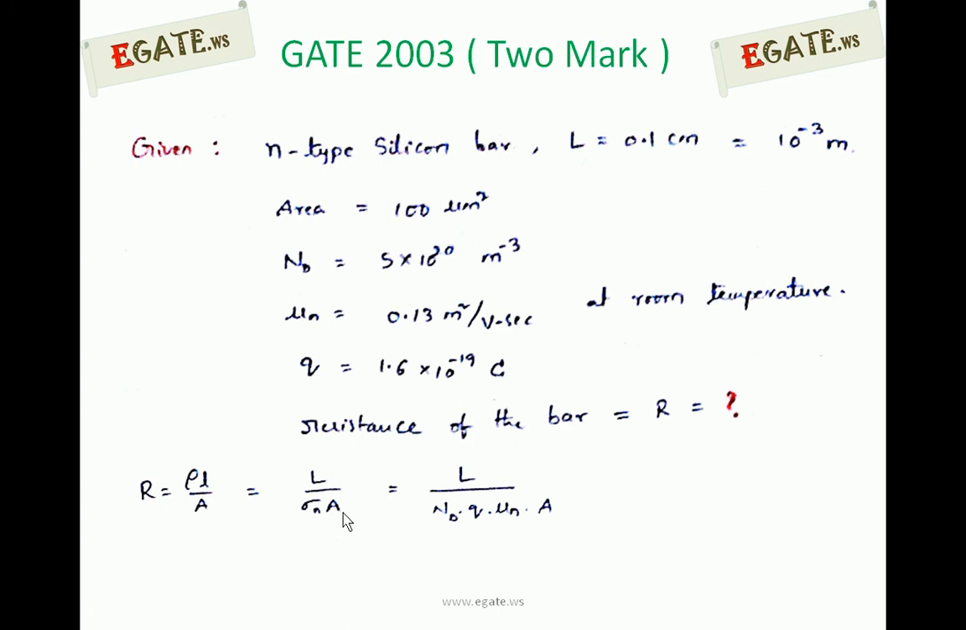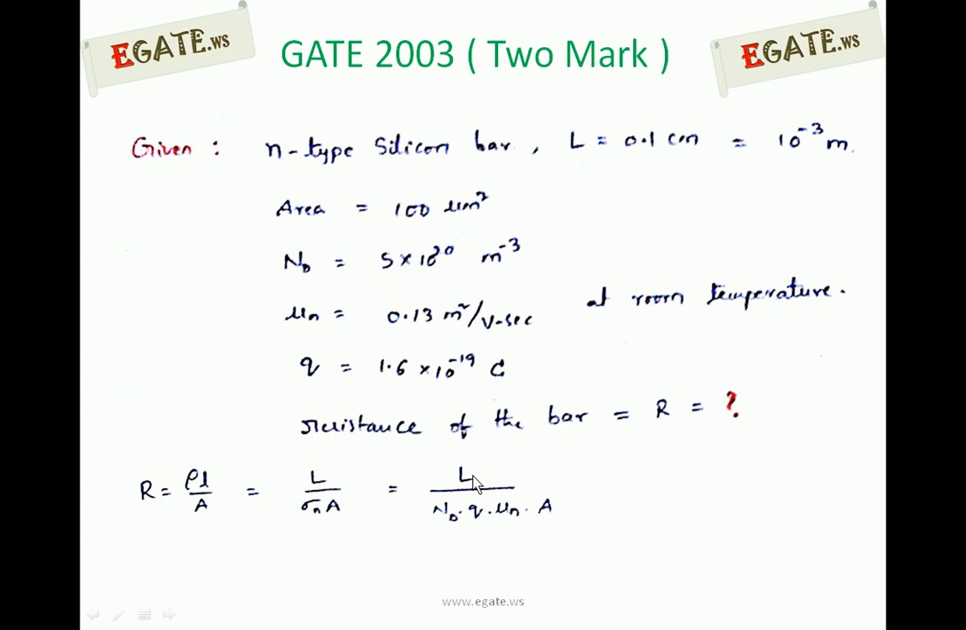Conductivity of N-type is approximately equal to Nd into Q into mu N, when we neglect minority carriers and assume the majority carrier concentration is approximately equal to the donor concentration. So R is L by Nd into Q into mu N into area.